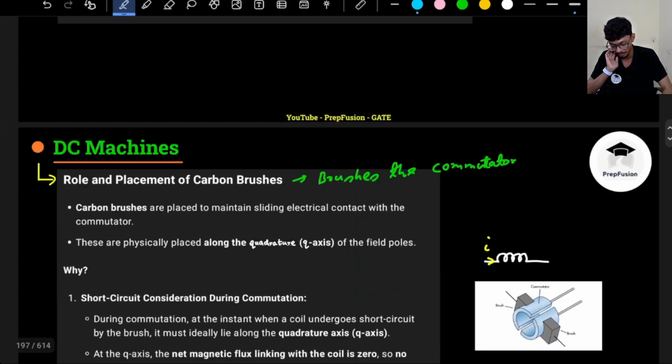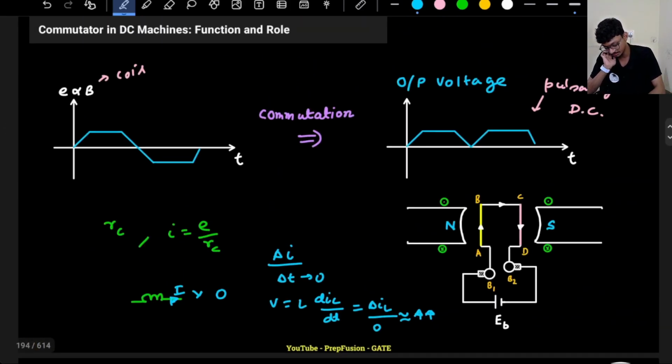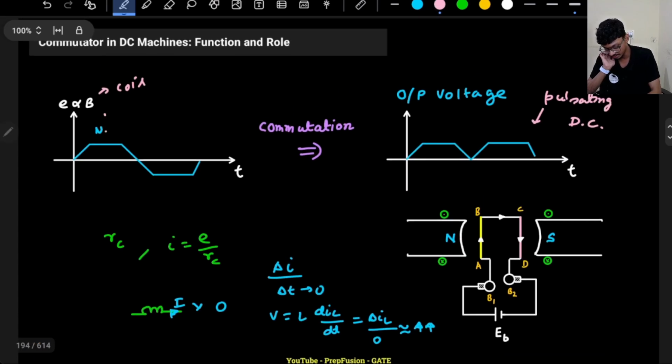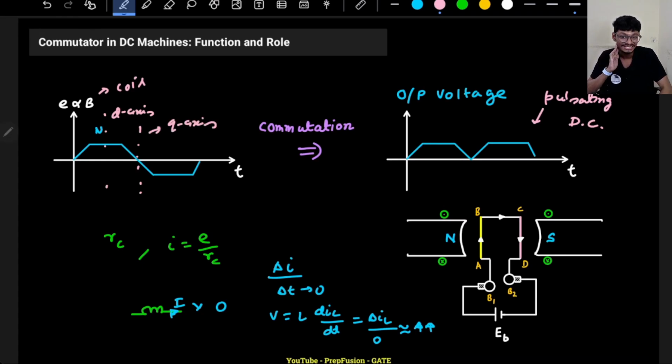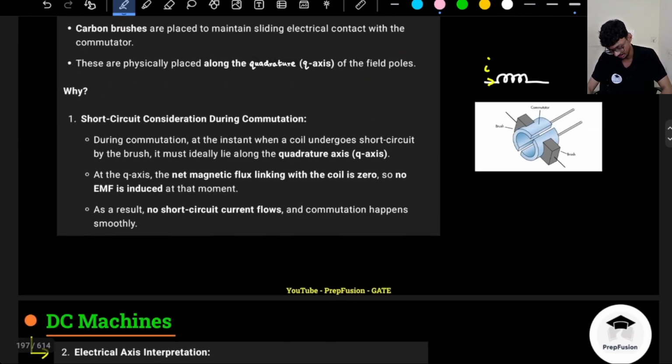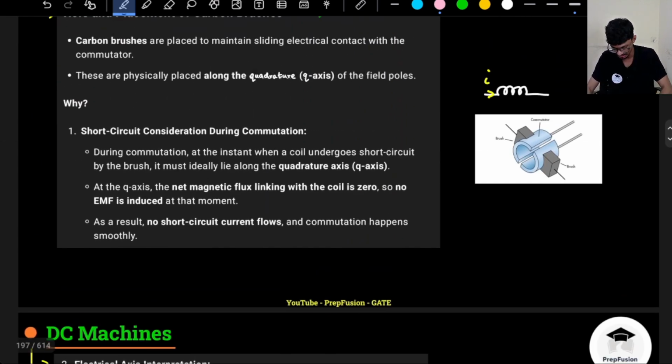That's why we place the brushes in the q axis. If you remember, this is my north pole, and in the middle of the north pole where the magnetic flux is highest is the d axis, and the q axis is the place where the magnetic field is 0, that means the induced EMF is 0. That's why the carbon brushes are placed in the q axis. I hope you have understood this basic point.